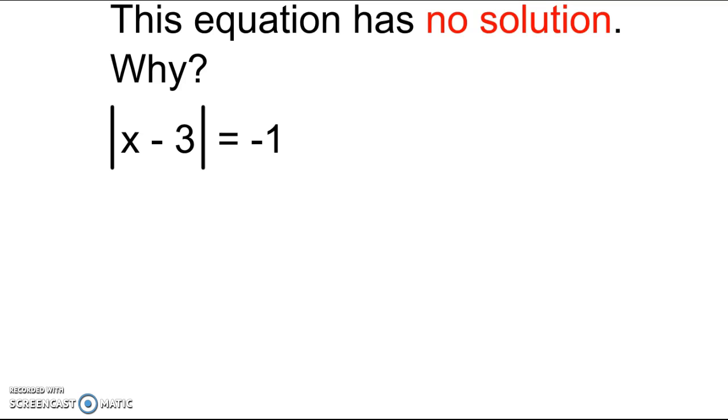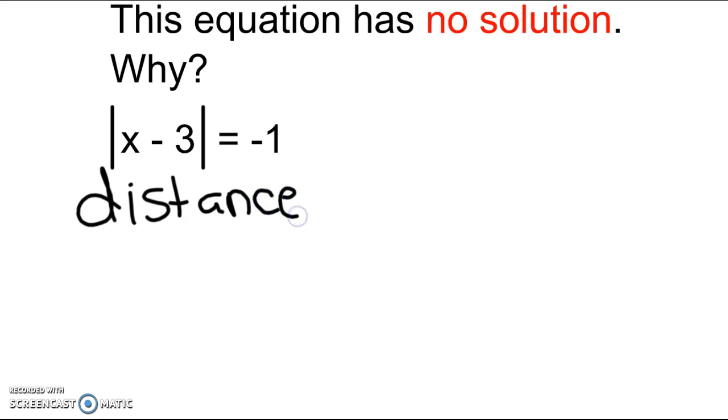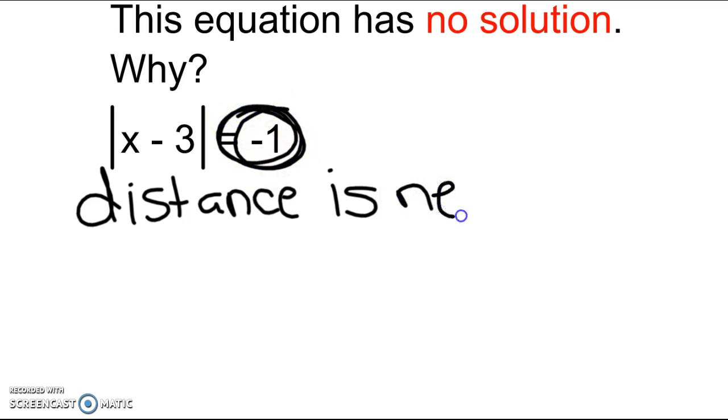All right, why does this equation have no solution? Well, let's think about it. It's saying that the distance is, this equal sign means is, and that number is negative. Can distance ever be negative? No. So that one is no solution.